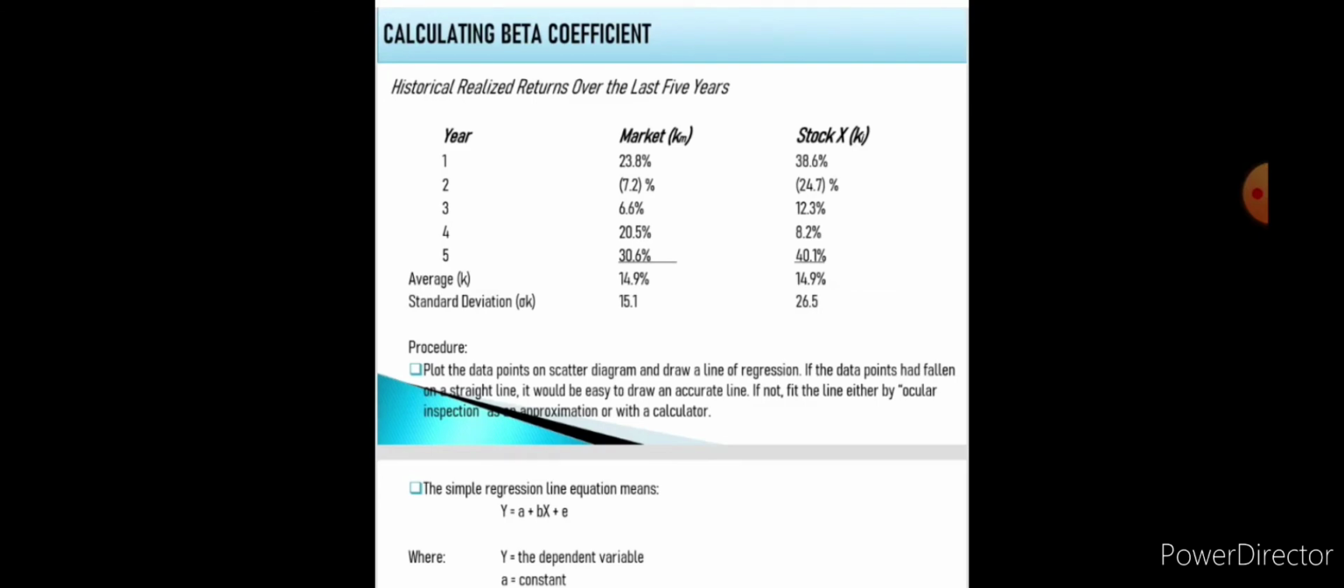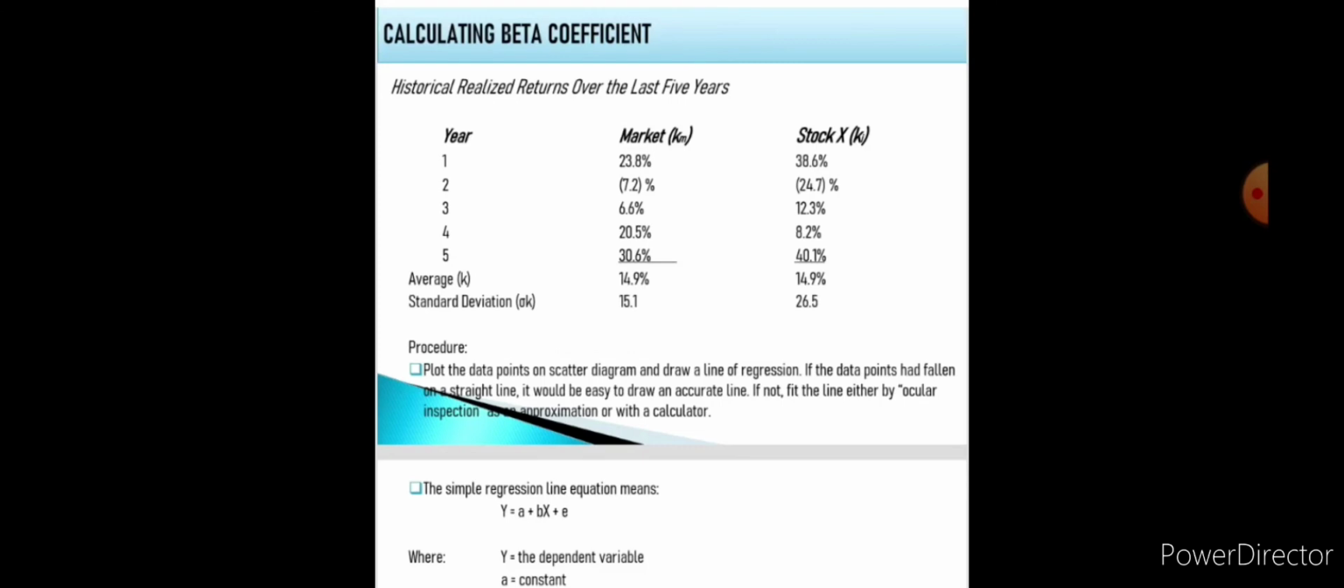Calculating beta coefficient. Historical realized returns over the last 5 years. This is the data for calculating the beta coefficient. The average is 14.9% for the market and 14.9% for the stock. The standard deviation is 15.1 for the market and 26.5 for the stock.